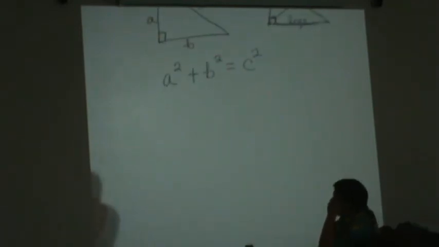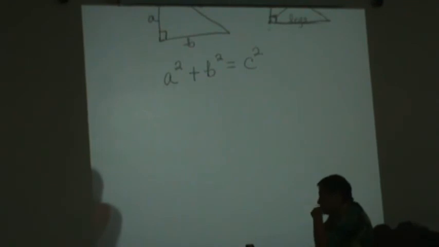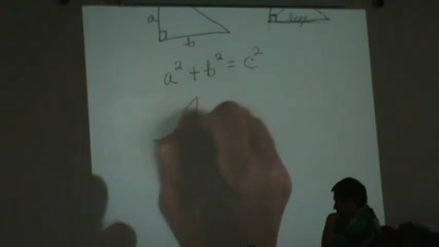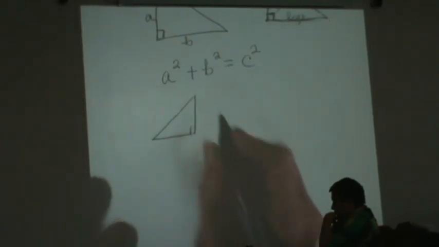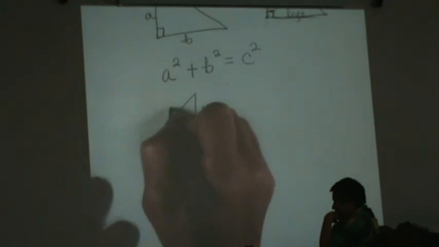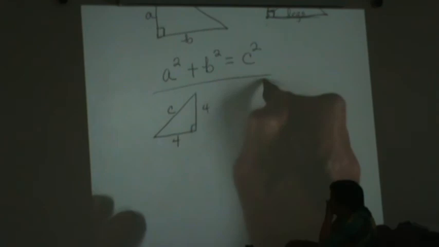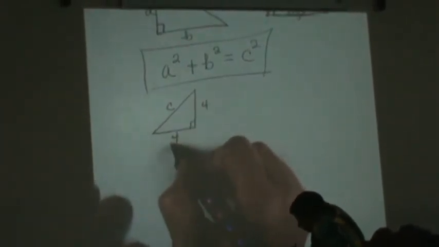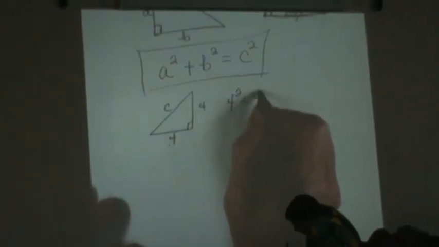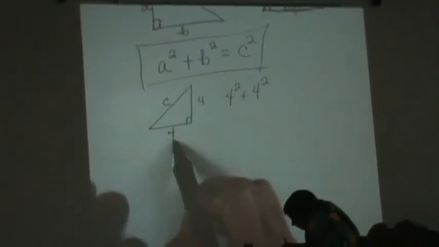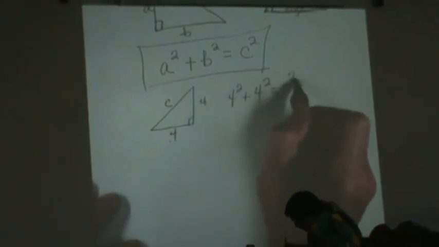We're going to pick a triangle. I'm going to pick number 32 because it's not one of your homeworks. And it gives us a 4 here and a 4 here, and it wants us to find the hypotenuse. So using this formula, it really doesn't matter which one you call A and which one you call B, okay? Especially in this one, right? Yeah. Okay, 4 squared plus 4 squared equals C squared.